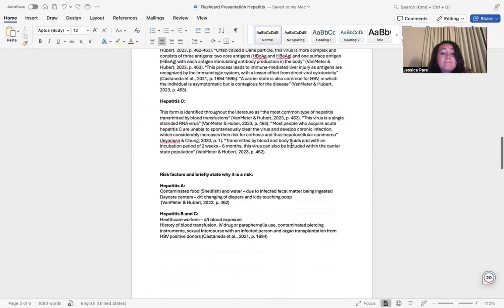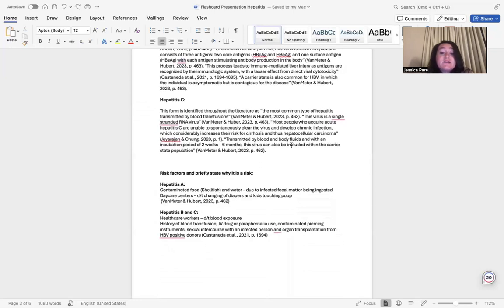Hepatitis C. This form is identified through the literature as the most common type of hepatitis transmitted by blood transfusions. This virus is a single-stranded RNA virus. Most people who acquire acute hepatitis C are unable to spontaneously clear the virus and develop a chronic hepatitis C infection, which considerably increases their risk for cirrhosis and thus hepatocellular carcinoma. Transmitted by blood and body fluids, and with an incubation period of 2 weeks to 6 months, this virus can also be included within the carrier state population.